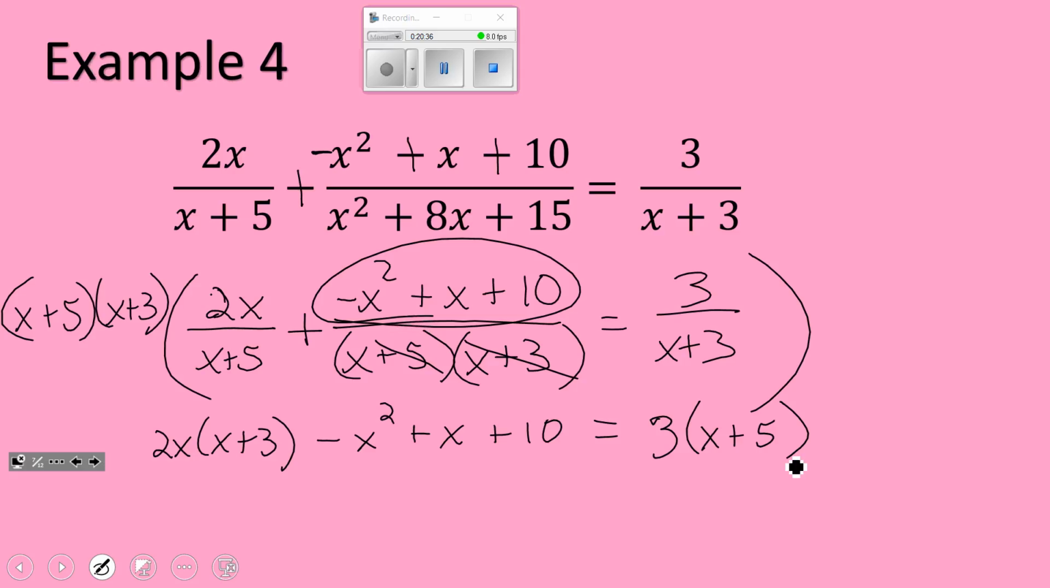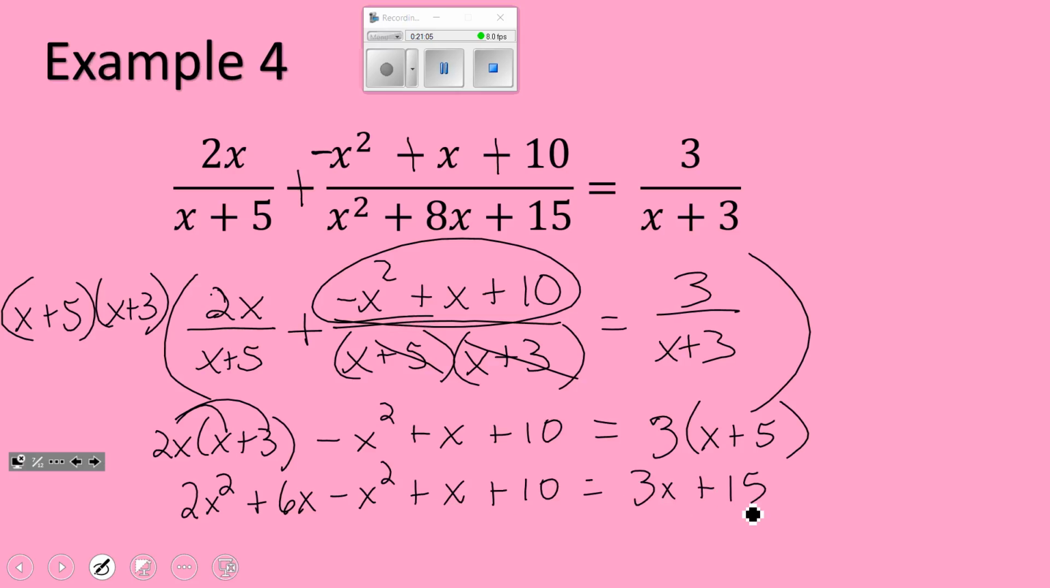Does everybody understand what I did? I just kind of canceled in my head and wrote what was left. But if that confuses you in any way, shape, or form, please take time to write it to every single one and then cancel it. Okay, so here what we're going to do is go ahead and distribute. So 2x times x is 2x squared, and 2x times 3 is 6x, minus x squared plus x plus 10 equals 3x plus 15.